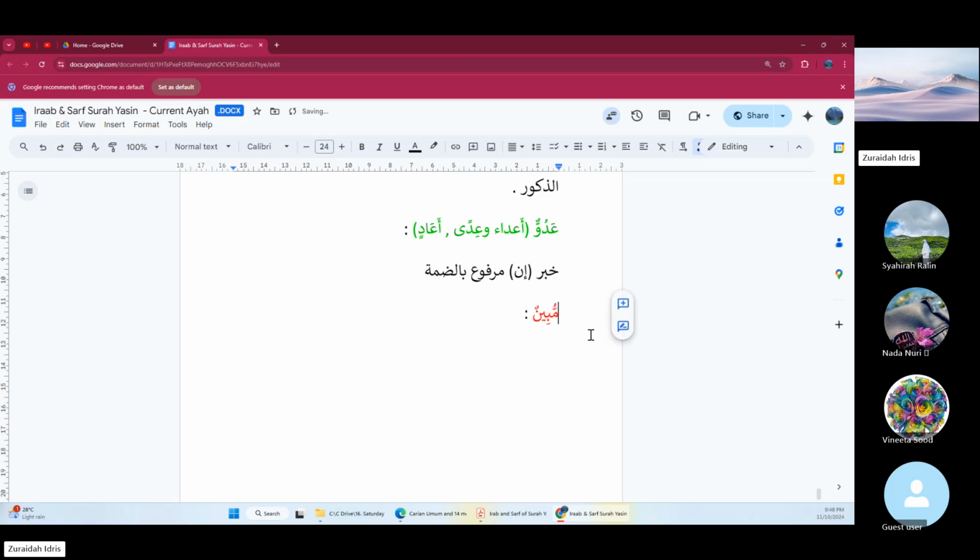So mubinun, Sister Nada, simple one. It's a sifa, marfu'un. But you need to do the sarf for this. The root letters for mubinun: mim, ba, wa, nun, I think. The mim is za'ida. So it's ba, ya, nun then.